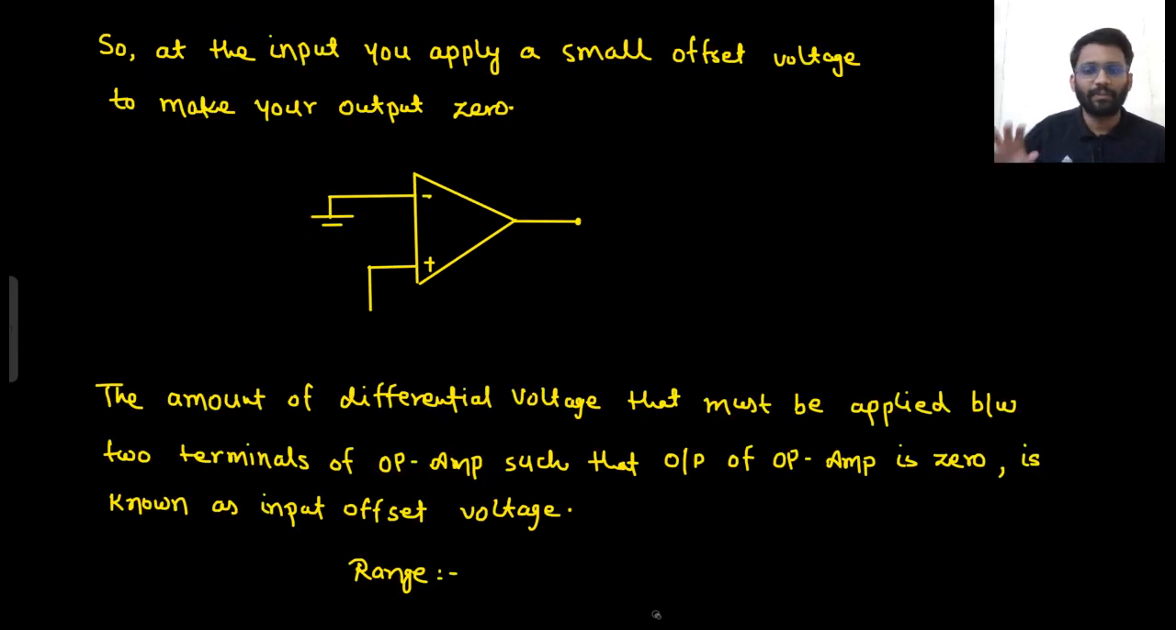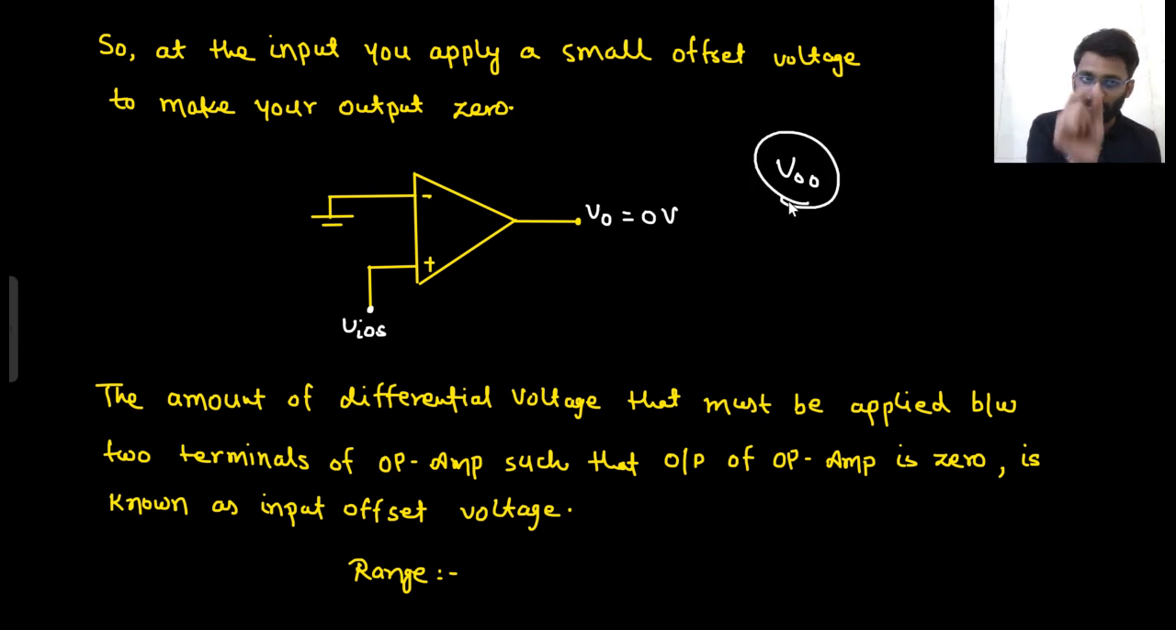This I have written on the next page, so you will be able to understand. So at the input terminal, you apply a small signal offset voltage to make your output equal to 0. So if I apply this small signal input voltage, then what I would receive is my output equal to 0 volt. Previously, I was receiving some output that was VOO, the output offset voltage. But since I have applied this VIOS, that's why I am receiving output voltage equal to 0.